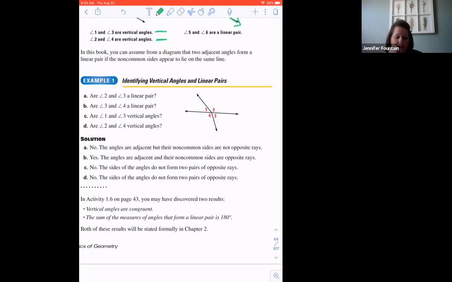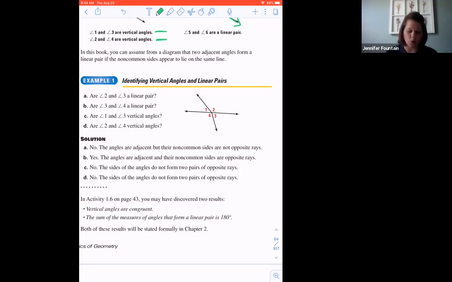All right, let's look at B. B says, are 3 and 4 a linear pair? So 3 and 4, notice what I've got right here. I've got a straight line. So they are a linear pair because their non-common sides are opposite rays and they do form a straight line.